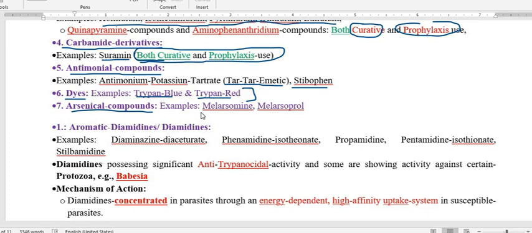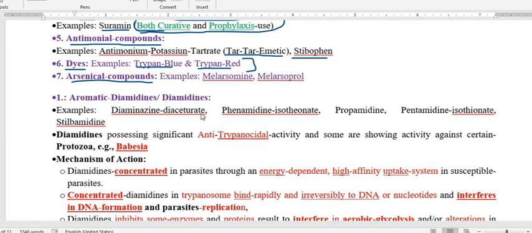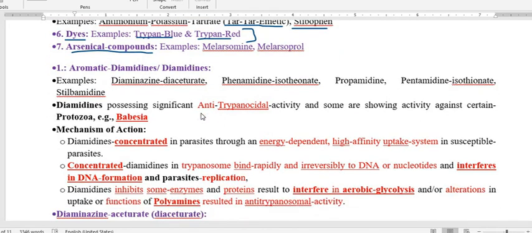The last one under the classification of group is arsenic compound. So we call it arsenical compound. The example is melarsomin and melarsoprol. Now we have to discuss the drugs in detail: the dose, the mechanism of action, the side effects and other things, separately one by one.